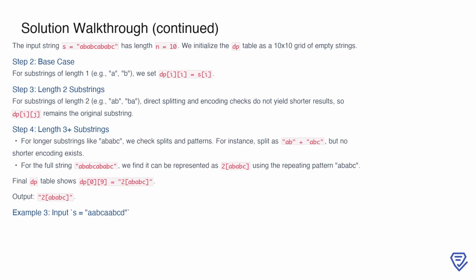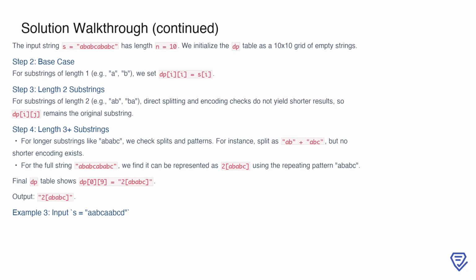Now we progress to substrings of greater lengths. For the full string s[0:5] equals aaaaa, we again check splits but find that no split reduces the length. Next, we check for repeated patterns. Since the substring consists of the character a repeated 5 times, we encode it as 5a, and store this result in dp[0][4]. At this stage, the shortest encoding for the entire string is found to be 5a.